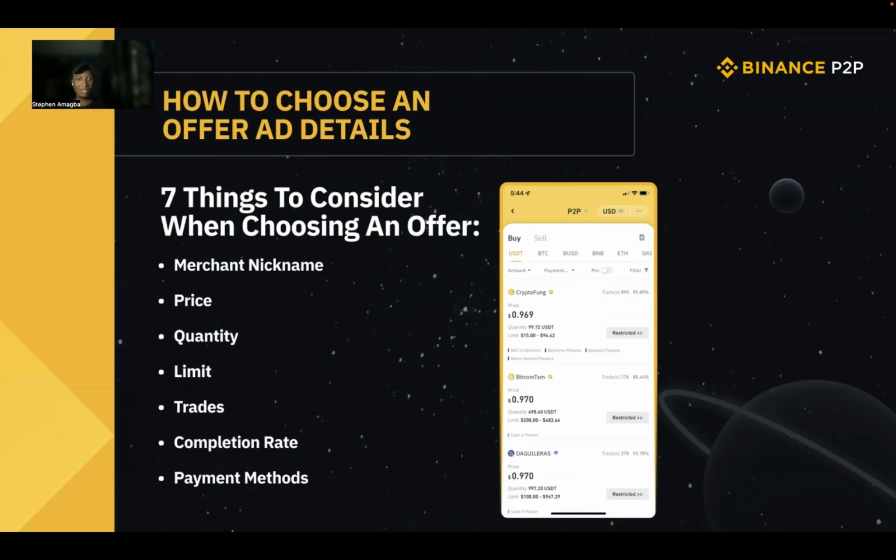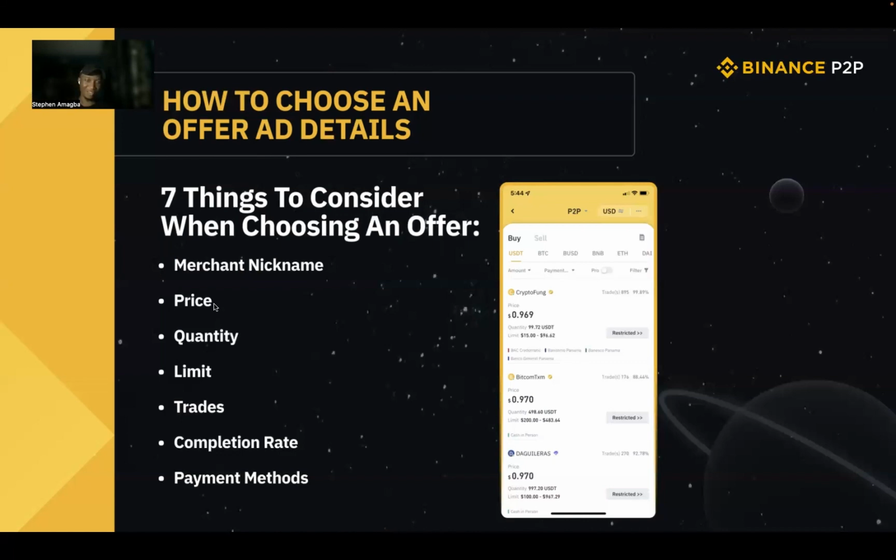So you can consider the merchant's nickname. Check if they actually have this verified icon close to their name. So that actually means they're a verified merchant. Although you can trade with anybody you want to, we have found out that most people like choosing verified merchants, which is okay. So we also have the price.